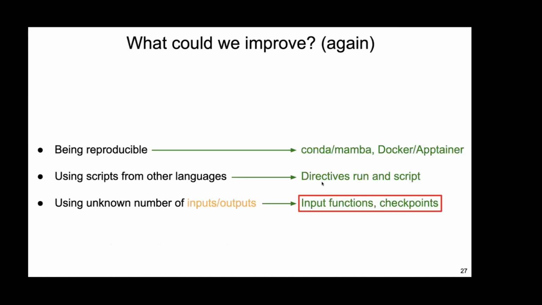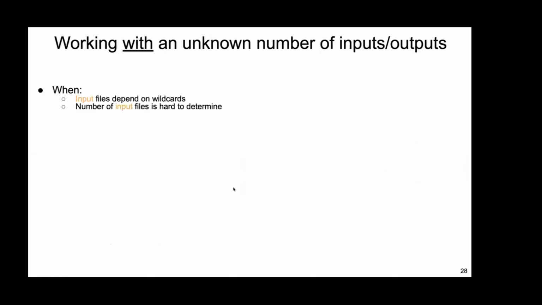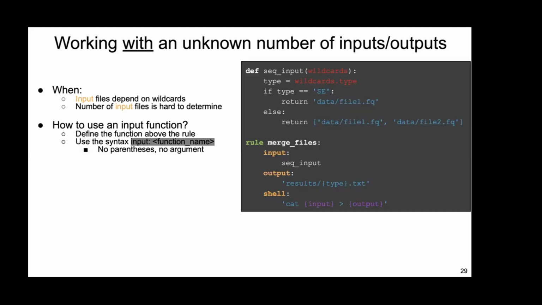Right, and so now finally we go into the last part that is a bit more advanced. We semi-hinted at it from one of the questions, and it is how to deal with the case where we have an unknown number of inputs or outputs. It can happen that we just don't know what the number of inputs or outputs is going to be, for example, when the input files depend on wildcards, or when the number of input files is hard to determine. And here's where the example that I mentioned before comes in.